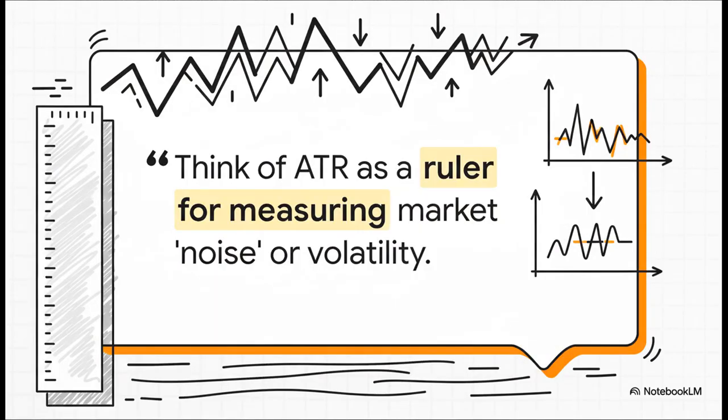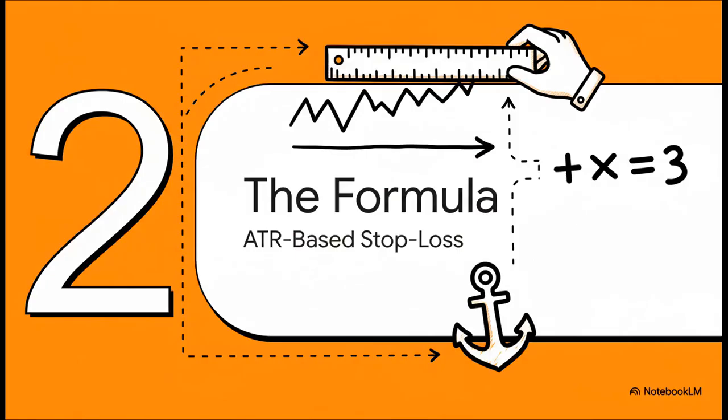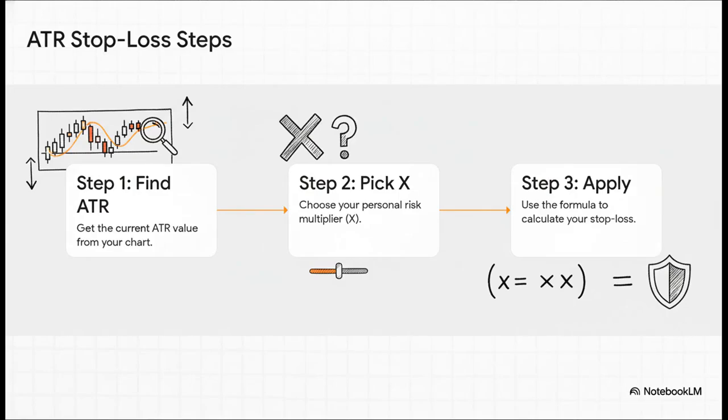Here's probably the best way to think about it. Imagine the ATR is like a special ruler, but instead of measuring inches or centimeters, it's measuring market noise, or its volatility. So when the market is really loud and choppy, making big swings, the ATR ruler gives you a high reading. And when things are quiet and stable, the ATR reading is low. It's really that straightforward. All right, theory is one thing, but how do we actually use this ruler? This is where we get practical. Let's break down how this whole concept turns into a really simple but powerful formula for setting a smarter stop loss. The whole thing really just boils down to 3 easy steps.